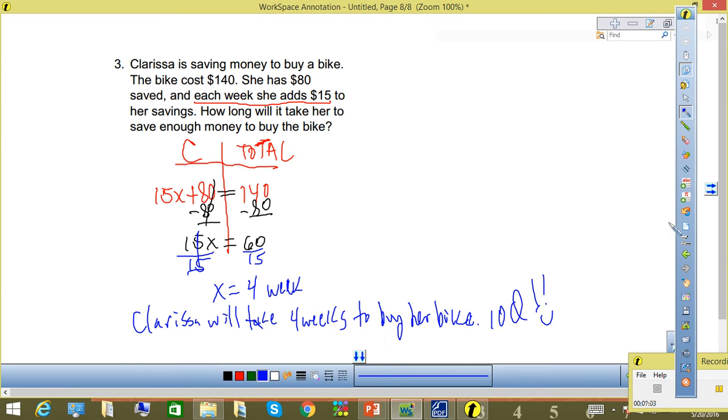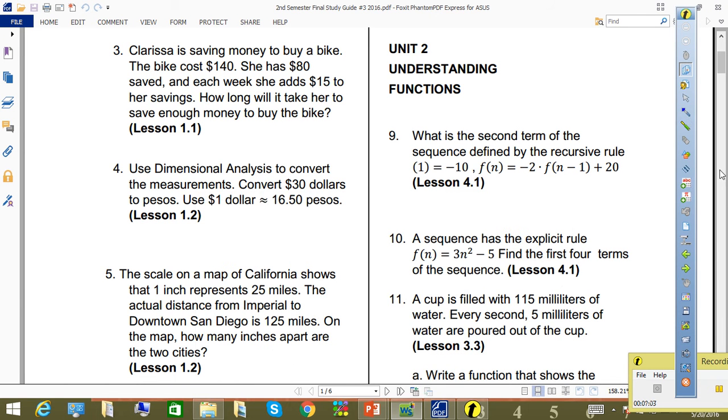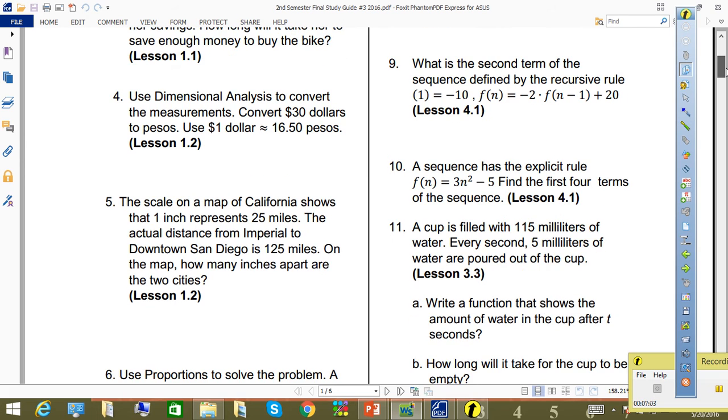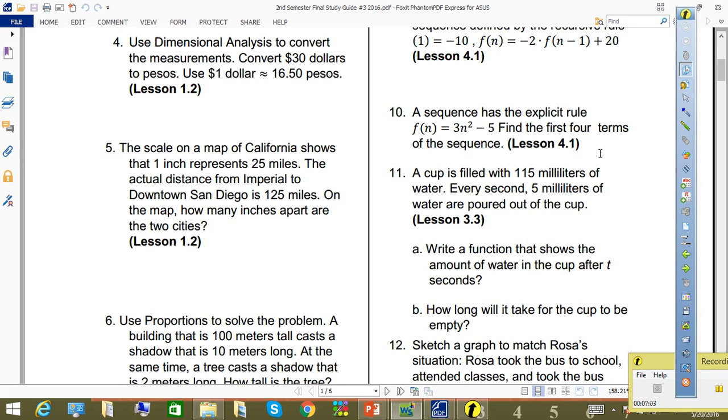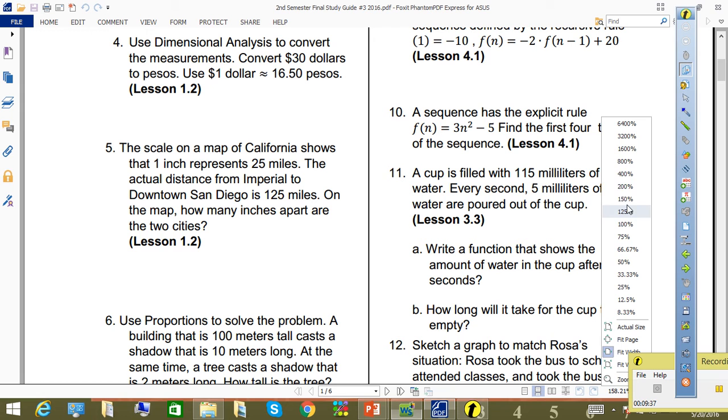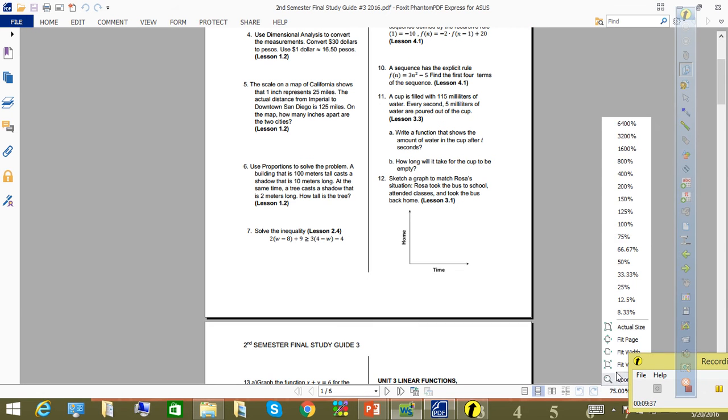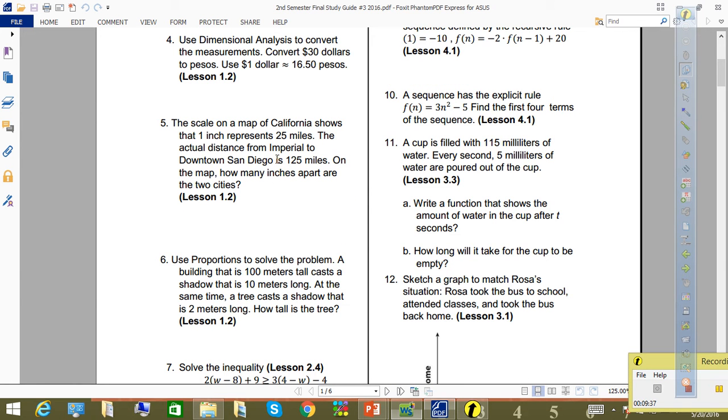Pretty simple. All right, let's go to number 4. And once again, a reminder. For problems number 4, 5, and 6, we need to solve using proportions. So make sure as you're solving those, 4, 5, and 6, you remember to write your proportion. That's what dimensional analysis implies. So let's go over those. Let's start with number 4.